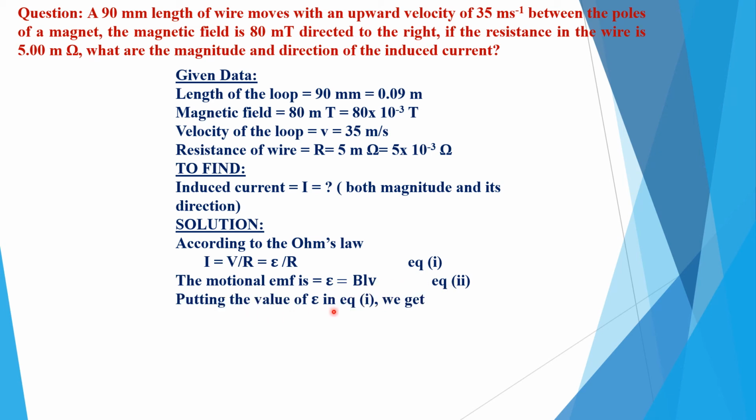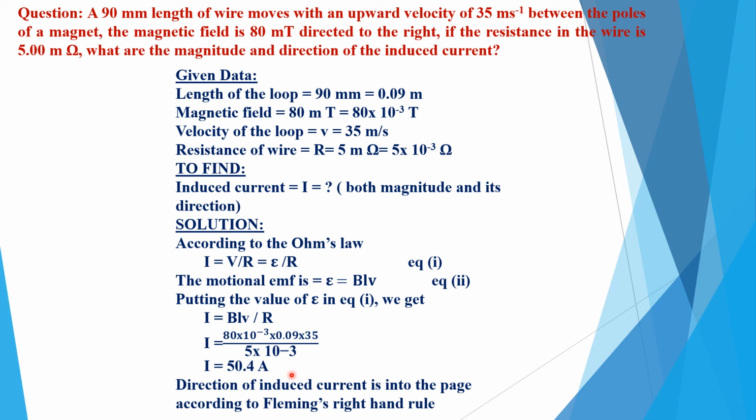Putting the value of EMF in equation number 1, we get I is equal to EMF, that is equal to BLV divided by R. Putting all the values, we get I is equal to 50.4 ampere. And direction of induced current is into the page according to Fleming's right hand rule. So we can use Fleming's right hand rule to calculate the direction of current.